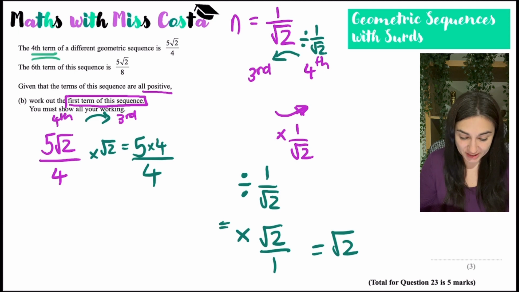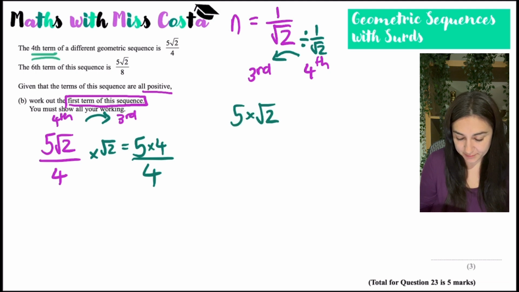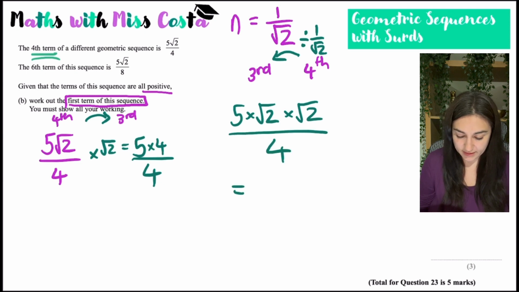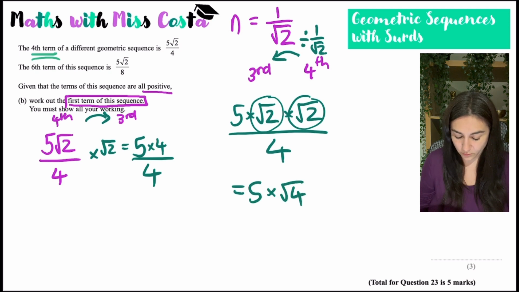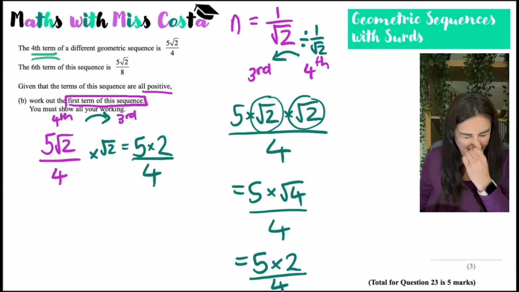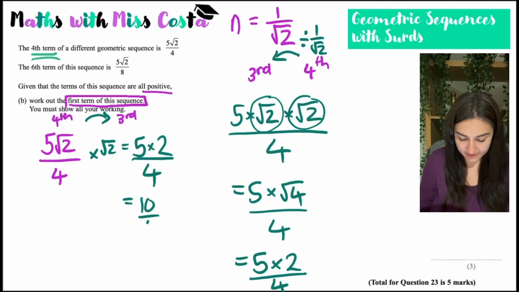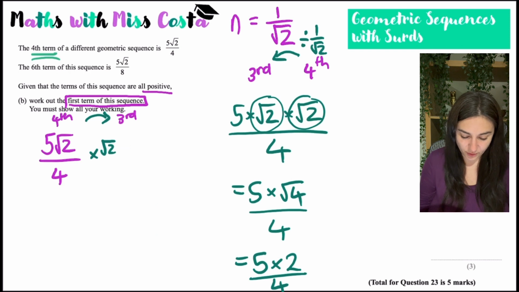Once again, if this is confusing you, then just to recap on why. So 5 root 2 is the same as 5 times root 2, and I'm multiplying that by root 2 over 4. What's root 2 times by root 2? That would simplify to the square root of 4 over 4. And I've spotted a little mistake I made. So that would be 5 times 2 over 4, not 4. Okay. I meant to say 5 times root 4. So what's that? 5 times 2 is 10 over 4. So I know that the 3rd term is 10 over 4.